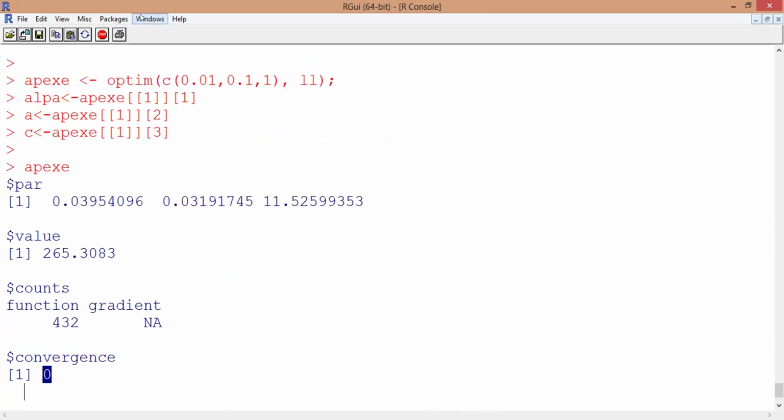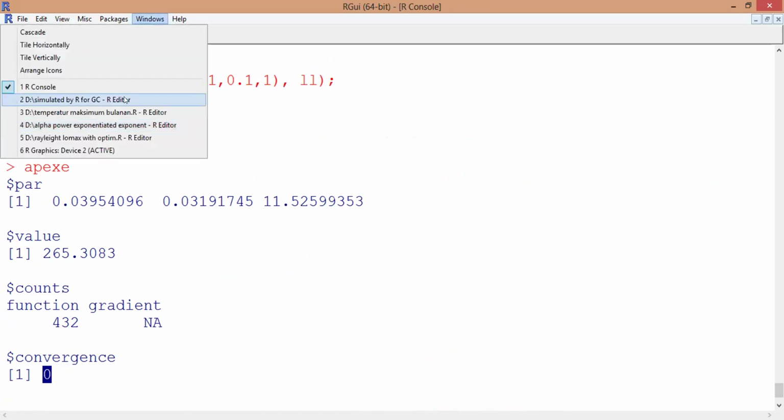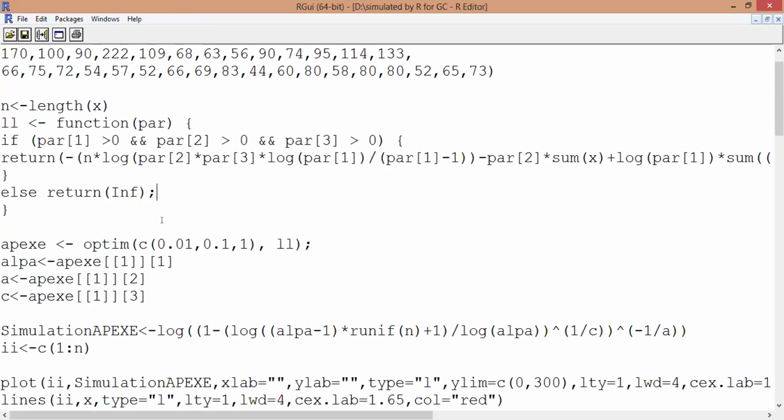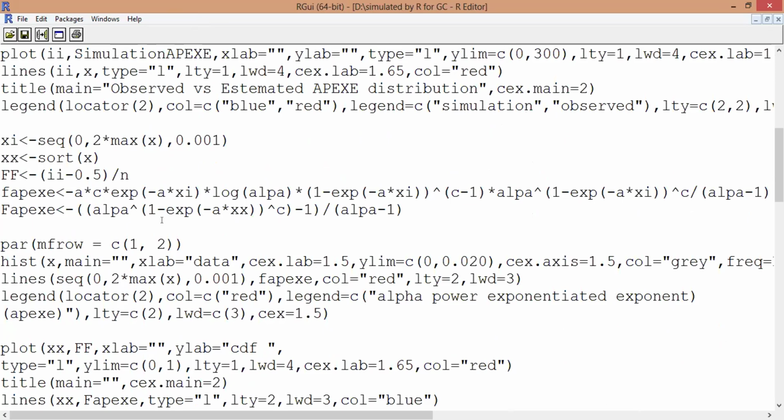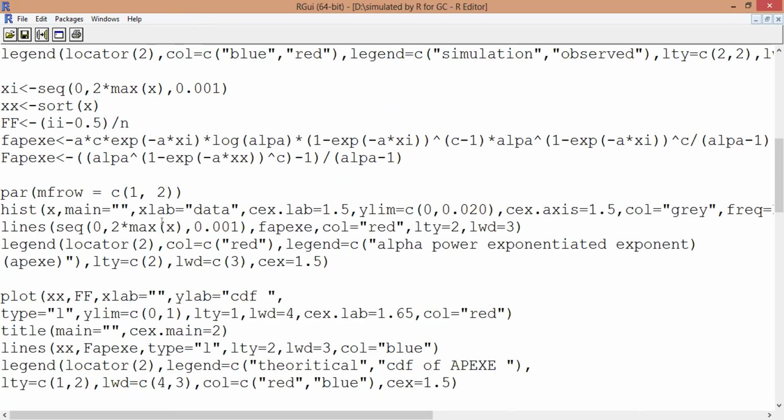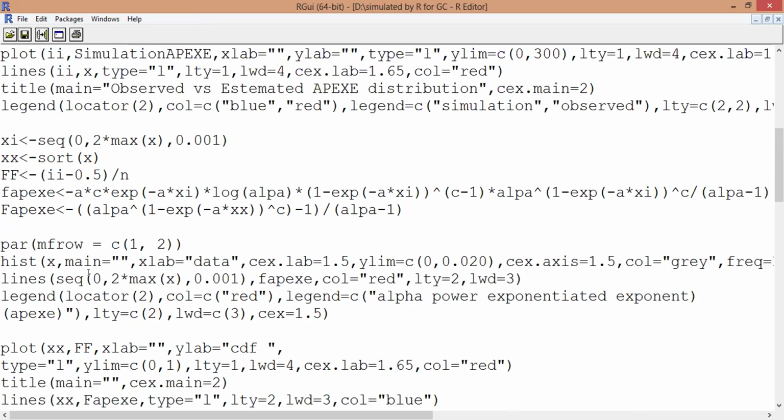After we have the parameters, we must check whether the parameters are good or not. To check this, we must produce the density plot and the cumulative plot. For the density plot, we must make a comparison of the histogram of the data X with the density function using the APXE parameters. You can find the density function in equation 2.